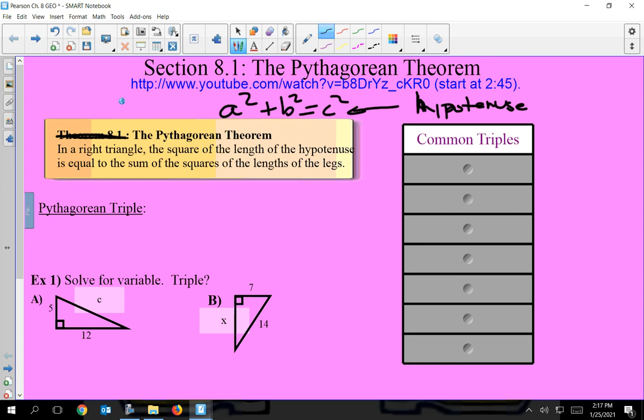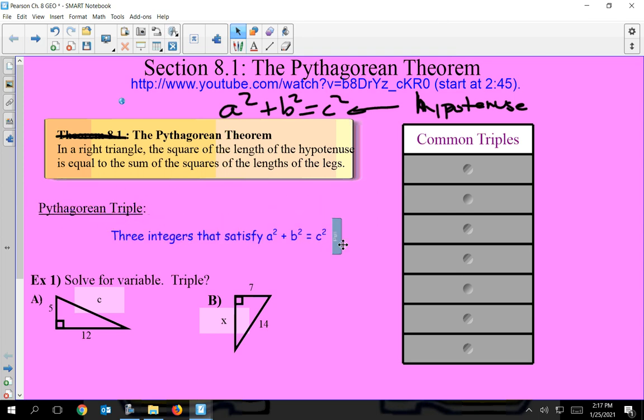One of the things they work with in this section is the Pythagorean triple. That's when three integers satisfy a squared plus b squared equals c squared. Integers might be more understandable if you replace it with the words whole numbers, and obviously they have to be positive, okay? So over here on the side, we have some numbers whose values are positive whole numbers, and they satisfy a squared plus b squared equals c squared, okay?